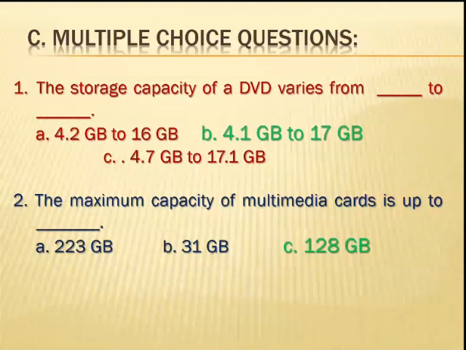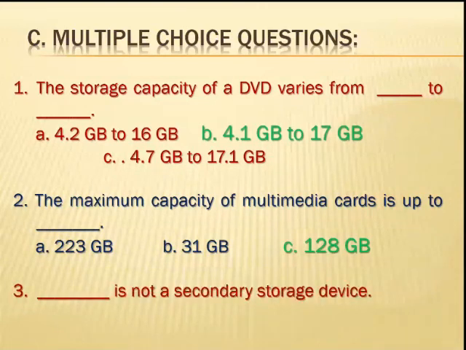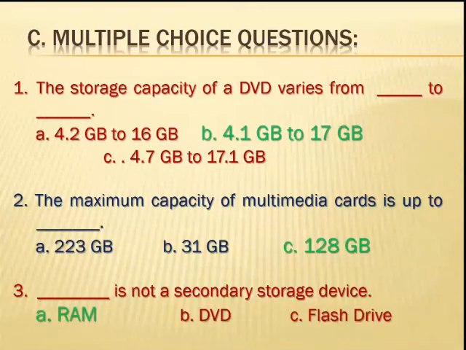Third one is: dash is not a secondary storage device. The options given are RAM, DVD, flash drive. DVD is a secondary storage device. Flash drive is again a secondary storage device. But RAM is the primary memory, random access memory. So it is not a secondary storage device. So the correct one is RAM.